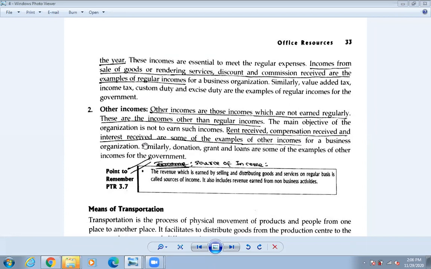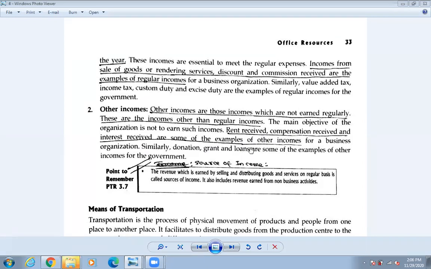Interest received is also a kind of irregular income for the business. And similarly, donation and grant. If you are getting money from other countries, like a donation, a grant is a big amount, or a loan you are going to get.